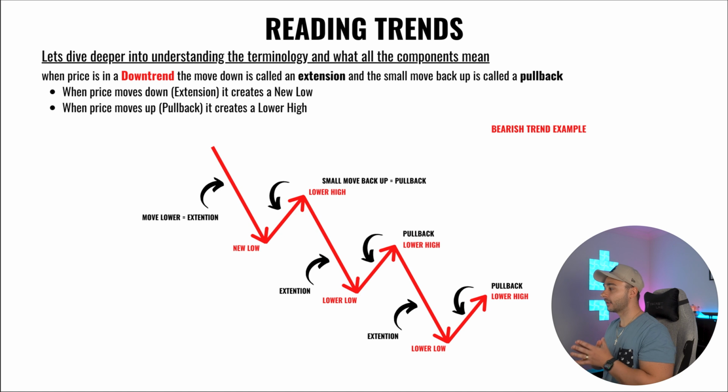So let's dive deeper into understanding the terminology and what all the components mean. So when price is in a downtrend, the move down is called an extension, and the small move back up is called a pullback. When price moves down in a bearish trend or a downtrend, it is called an extension, so this over here.